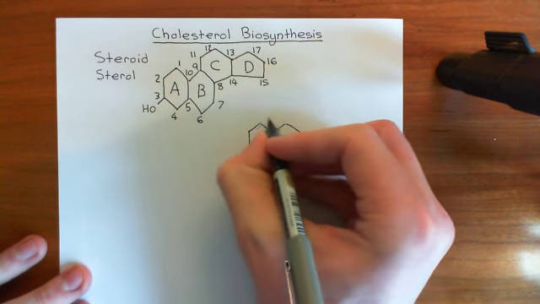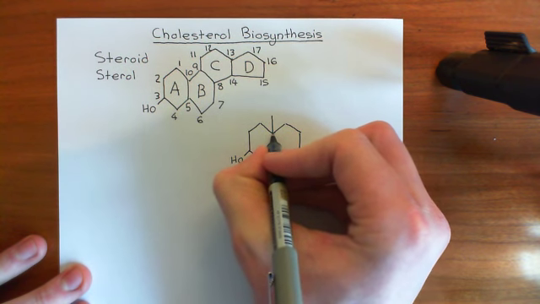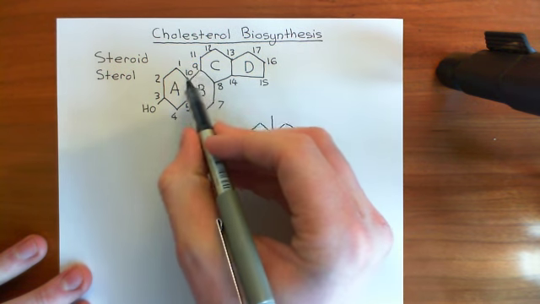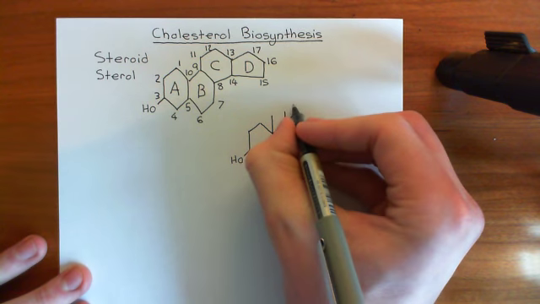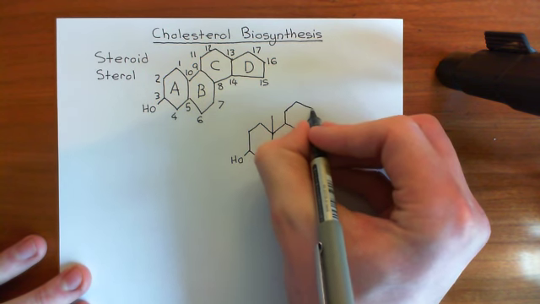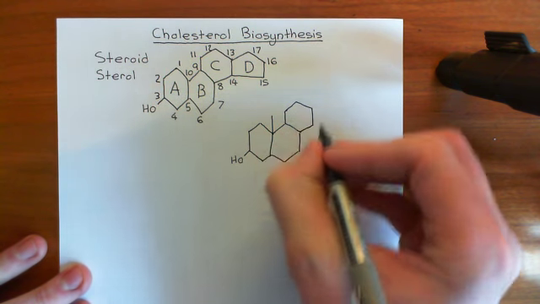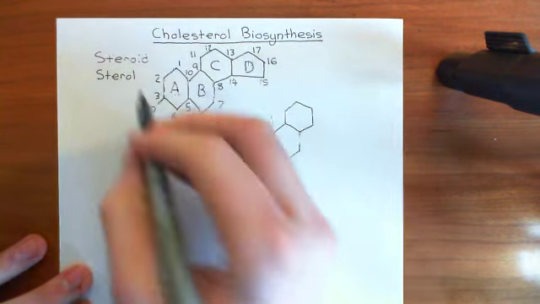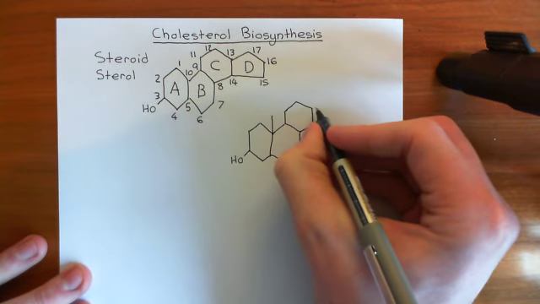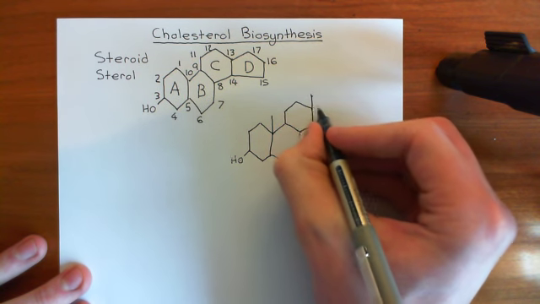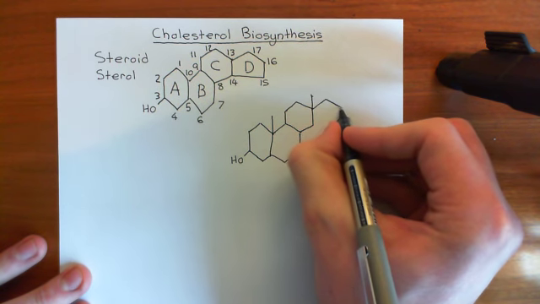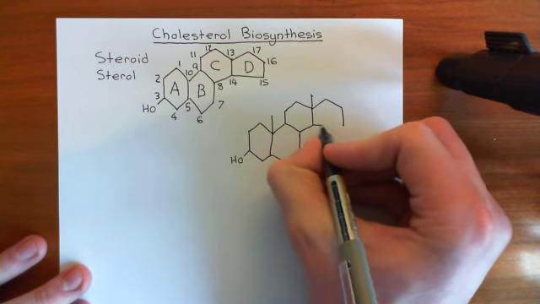Then we have a methyl group coming off this 10th carbon here. So you take a hydrogen off that 10th carbon and you add a methyl group on instead. Then we have our C ring up here. Hopefully you can see now how this nomenclature is quite helpful. We're going to have a methyl group coming off this 13th carbon here. And then we've got our 5-membered carbon ring here, which is our D ring.